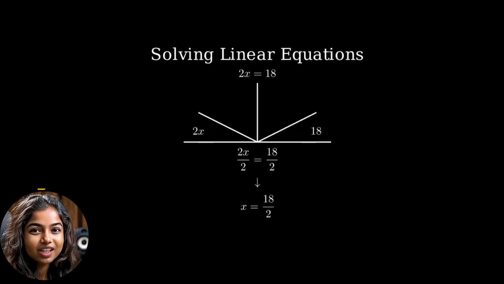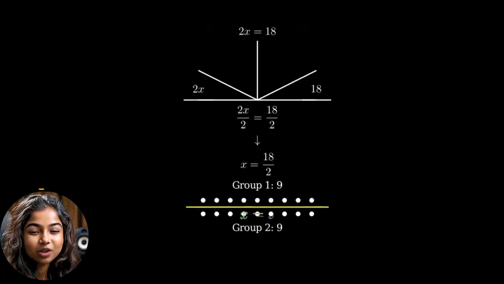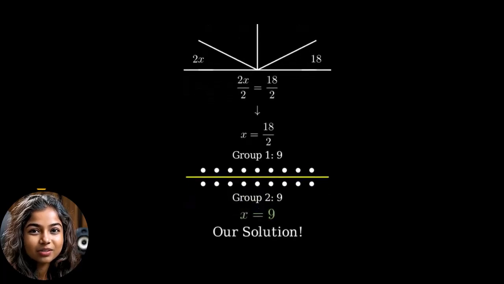Now, let's simplify 18 divided by 2. We can think of this as splitting 18 into 2 equal groups. 18 divided by 2 equals 9. Therefore, x equals 9. Let's verify our answer by plugging 9 back into the original equation. 2 times 9 equals 18. The equation balances, so our solution is correct.